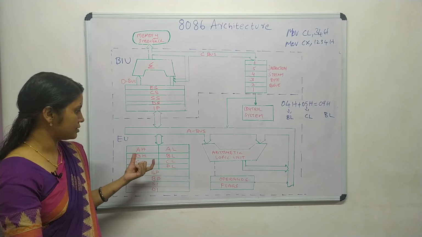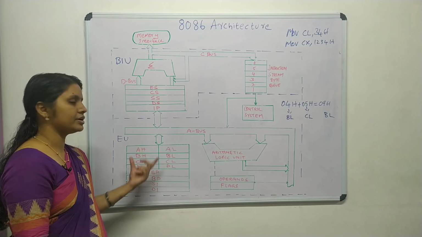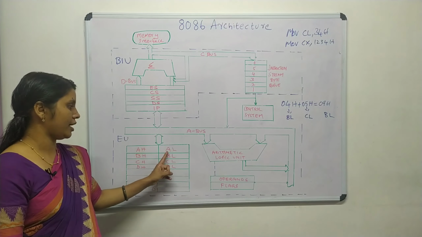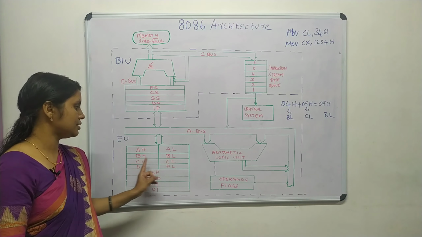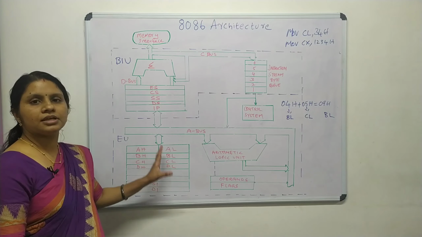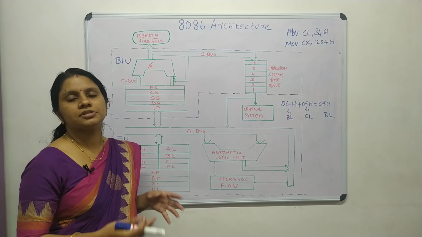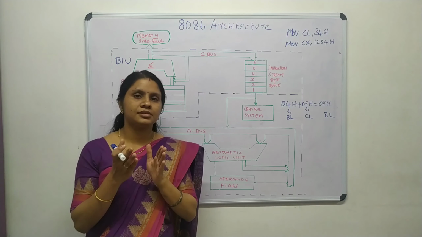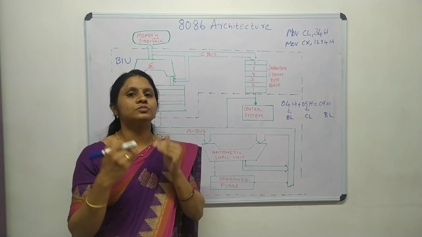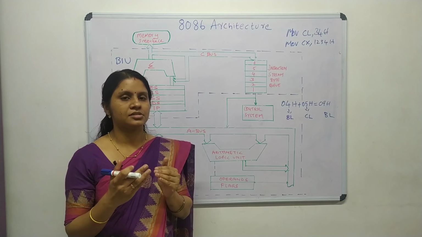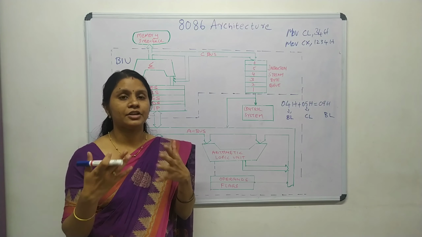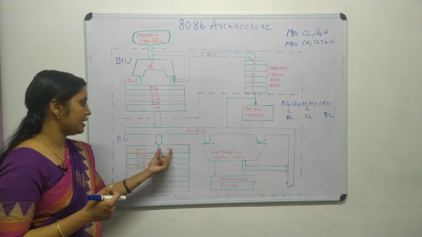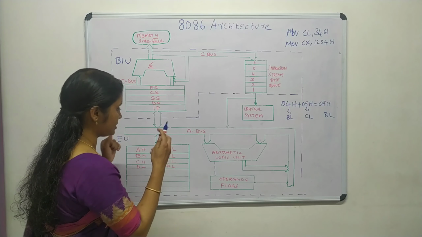You can see in this execution unit we have registers. We have general purpose registers, that is AH, AL, BH, BL, CH, CL, DH, DL. These are all general purpose registers. General purpose registers means the registers that can be used by programmers for programming. This AH and AL, we call that AX.